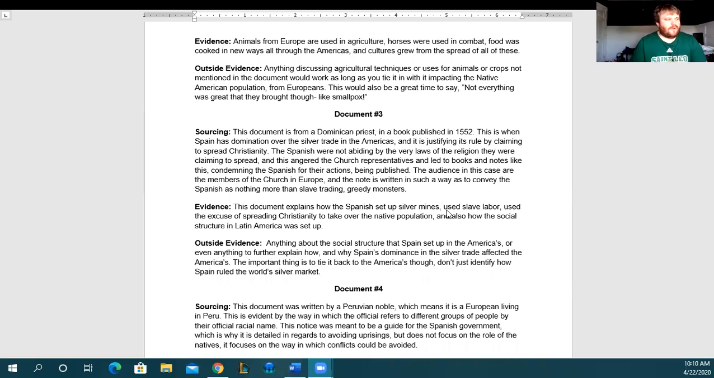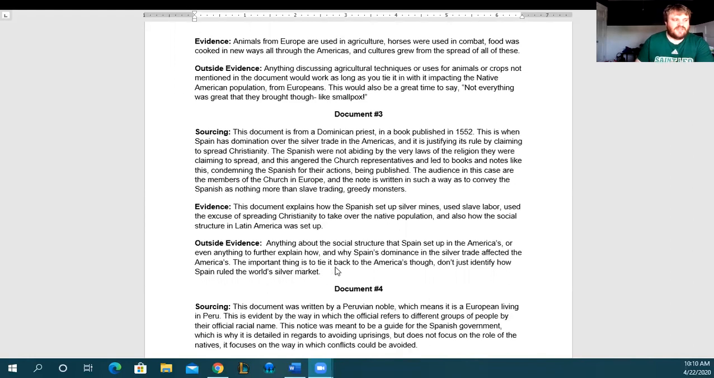Right, so before this, they didn't necessarily care about the silver there. They were looking for gold. Right, but once they found out just how much silver is in the Americas, Spain dominates the silver trade in the entire world. So this whole document is all about the fact that this is a driving force, right? Spain starts trading in people as well as goods and services. So anything outside evidence-wise that identifies it back here, awesome.